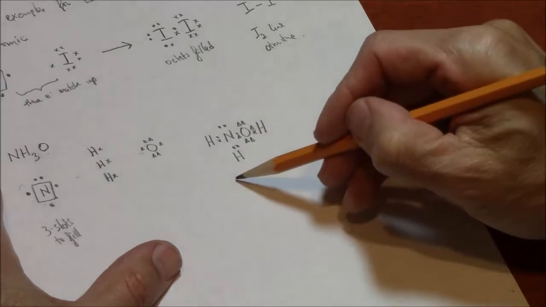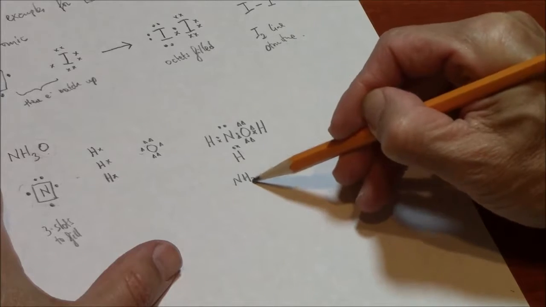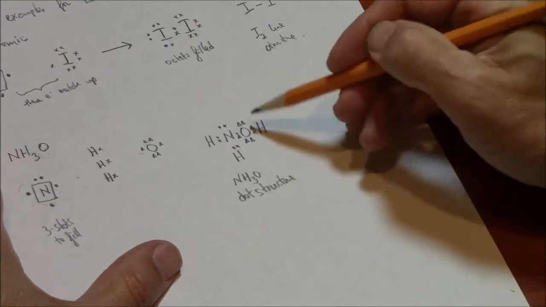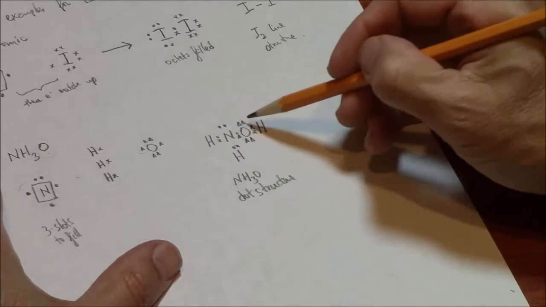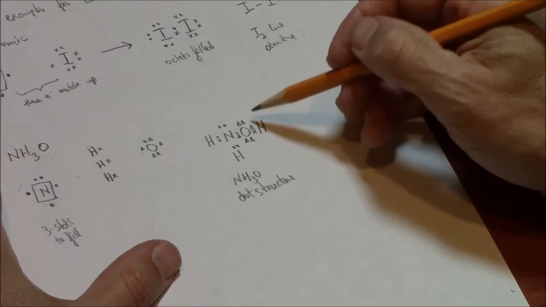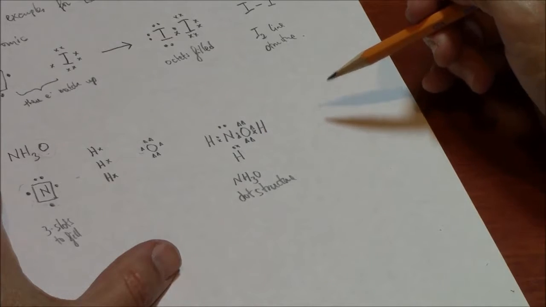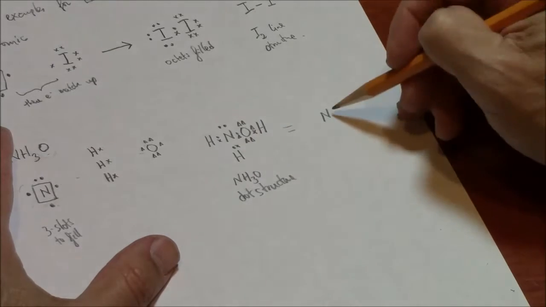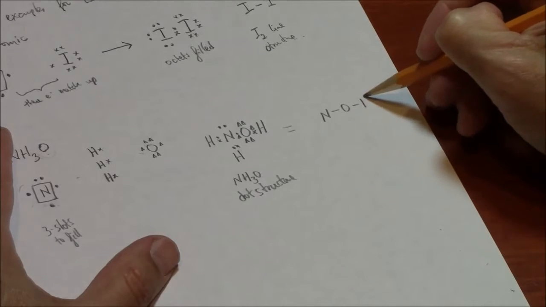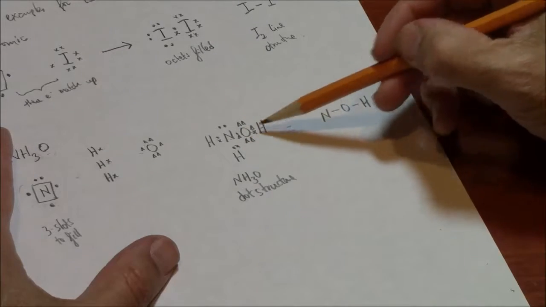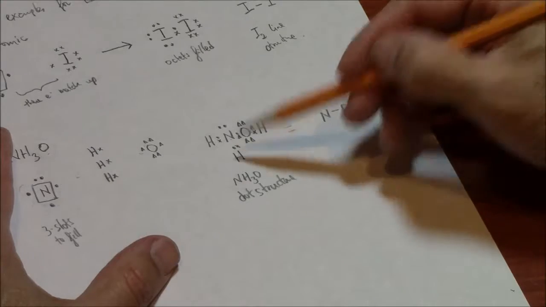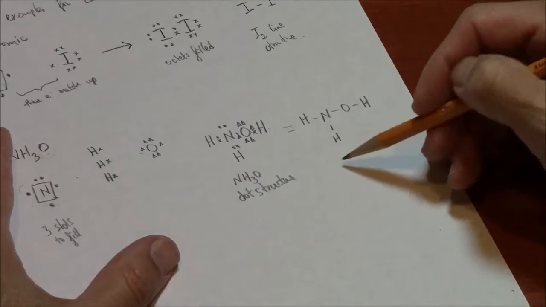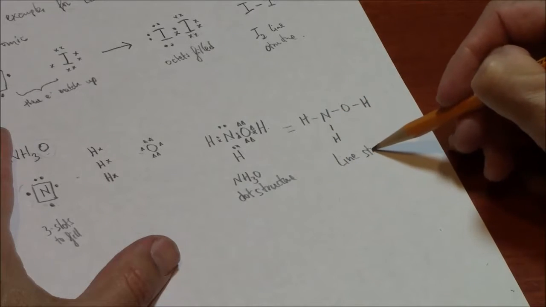That is my dot structure for NH3O. I have filled the octet for both the nitrogen and the oxygen. It is complete. I can translate this into a line structure, carefully noting the positions of the bonds. N is bonded to O, and O is bonded to H. N is also bonded to another H, and another H. There's the line structure for this molecule.